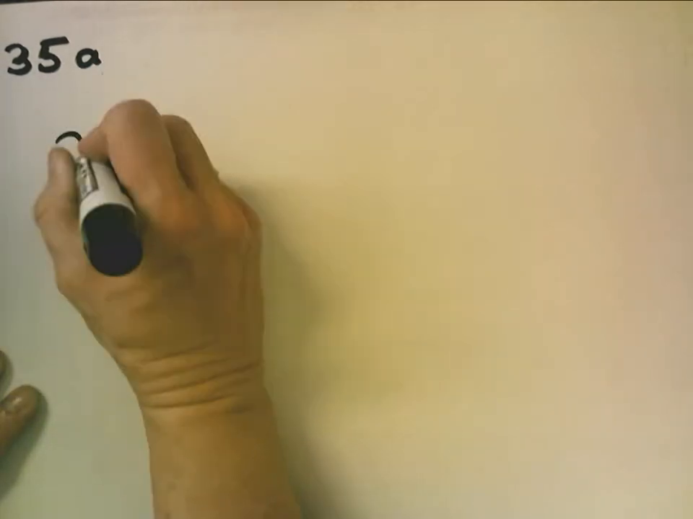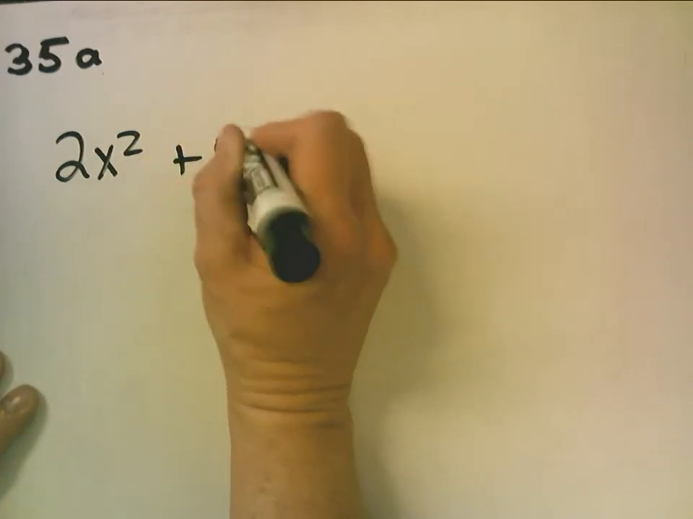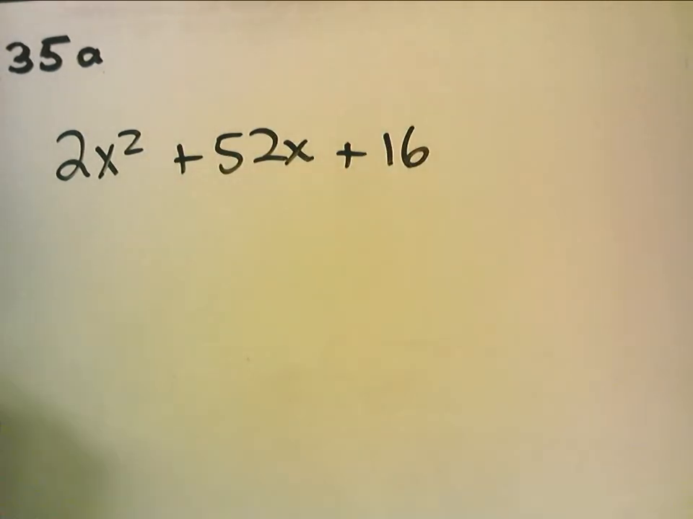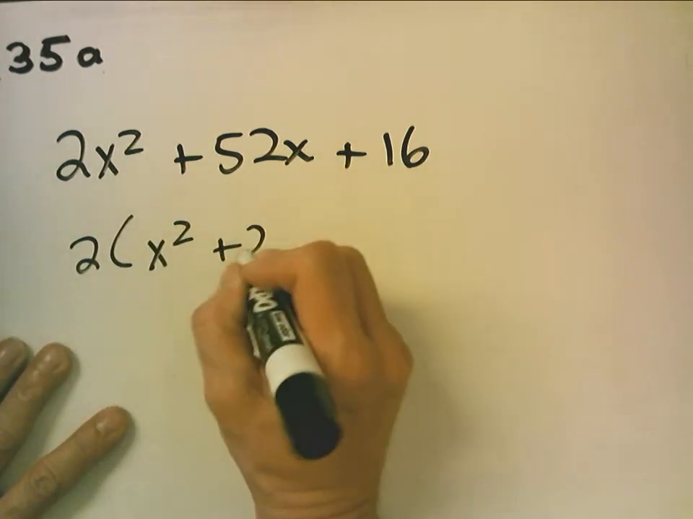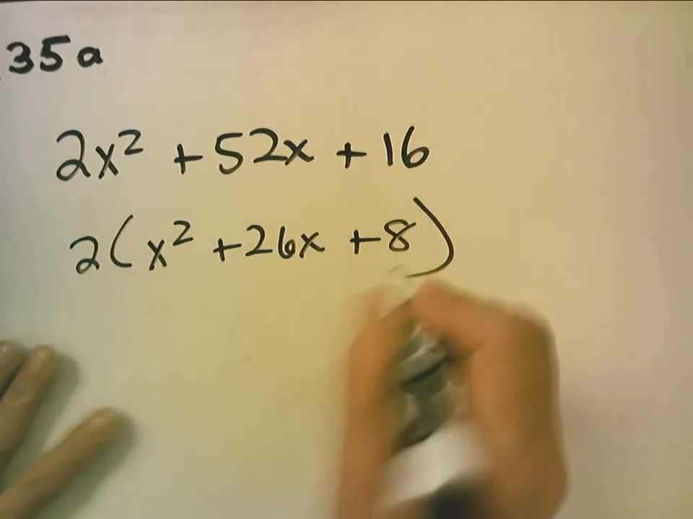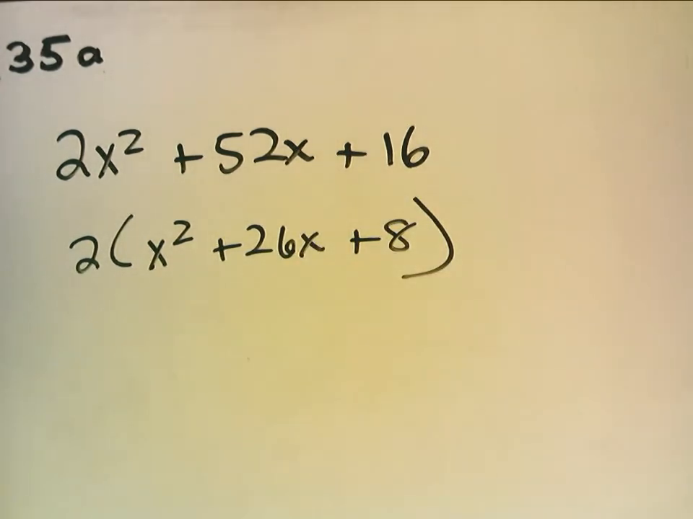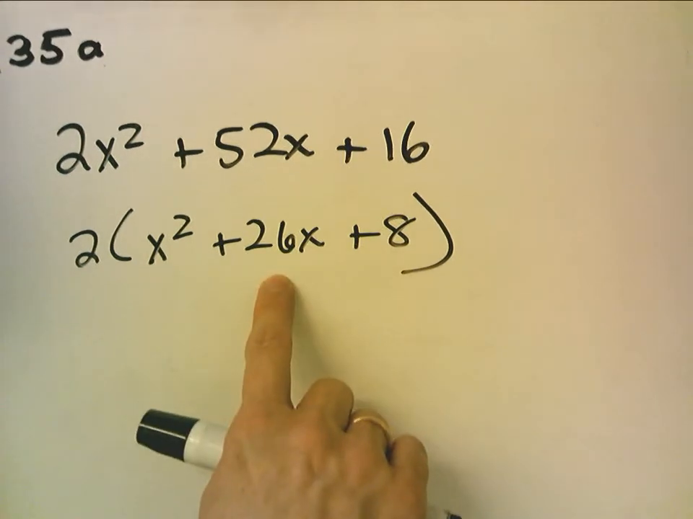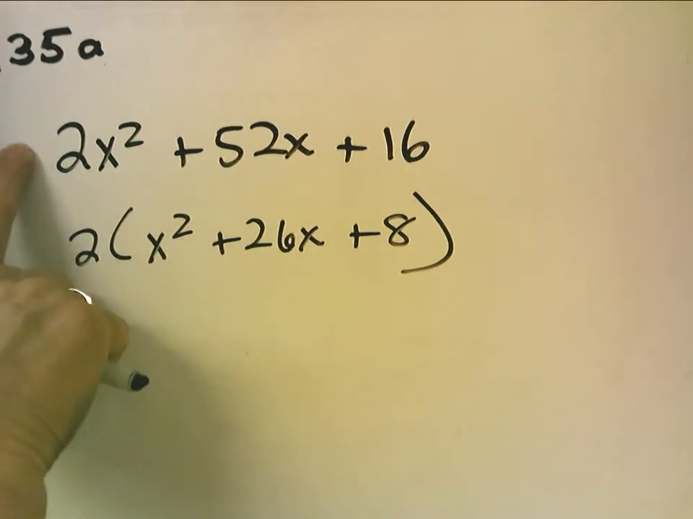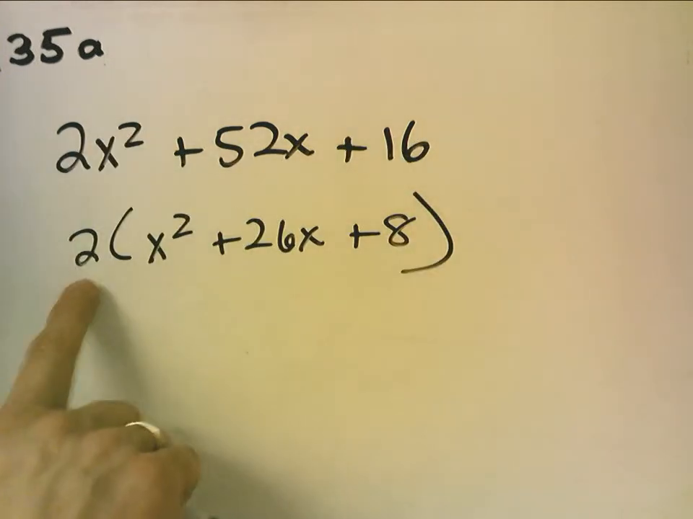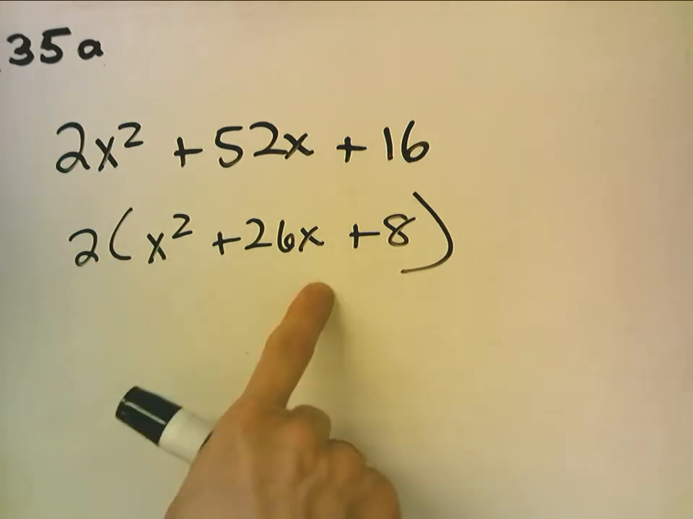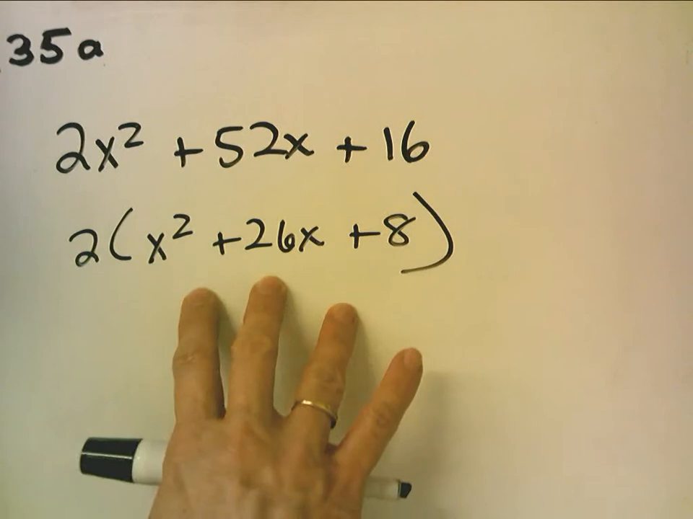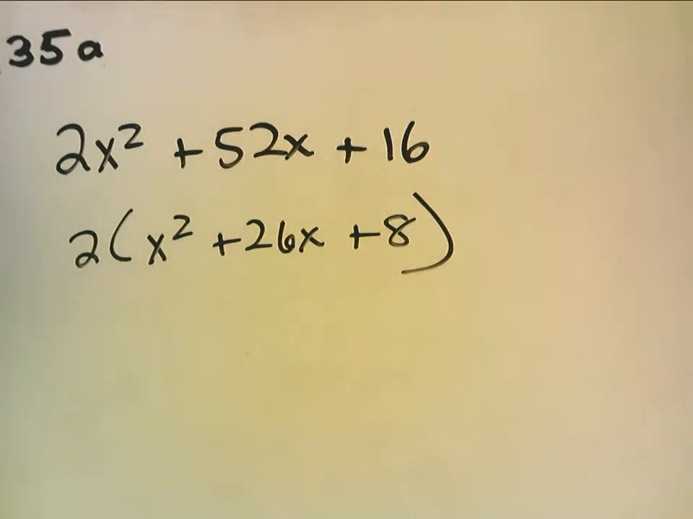But let's compare it to the next one, 2x squared plus 52x plus 16. This is not prime because I can take out a 2. After I take out a 2, I'm left with the same trinomial I just started with. So that trinomial is prime because there's nothing I can do with it, but this trinomial is not prime because I was able to factor out a 2. So don't confuse the fact that once you factor out the GCF, you can't factor it further. That does not make it prime. It's when you can't factor out anything that makes it prime.